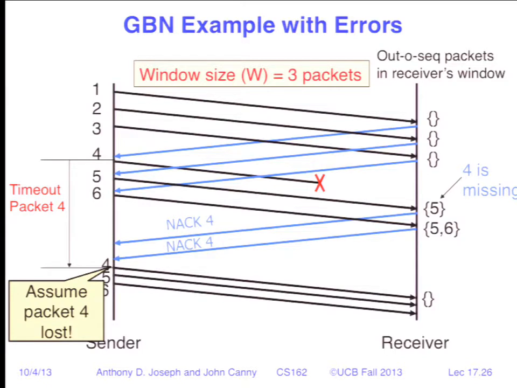Question in the back? Yeah, so why are we sending 5 and 6 again? Why can't we just say that I got 5 and 6, and then once the timeout comes for 4, we only have to resend 4? So the question is, why do we have to retransmit 5 and 6 as well? This is go back N. So when you get a negative acknowledgment and a timeout occurs, you roll back and retransmit everything. The assumption here, this was one of the first implementations of TCP, was that when you have losses, you tend to have bursts of losses. And so you just retransmit everything to get through the burst of the losses.